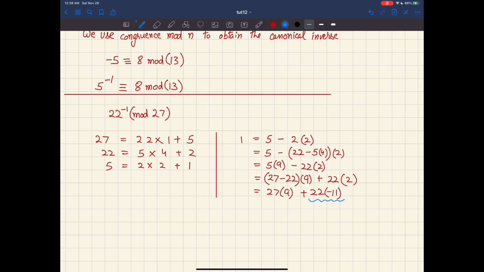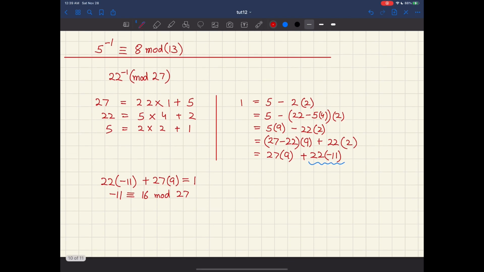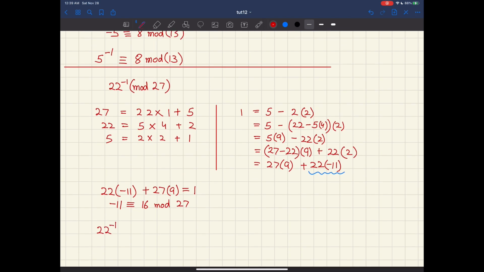Now again, we are only interested in the coefficient of 22, which is again negative. So we will have to find the canonical inverse of this. Again, this would be 27 minus 11, which is 16. So minus 11 is congruent to 16 mod 27. Therefore, the inverse of 22 mod 27 is 16 mod 27.